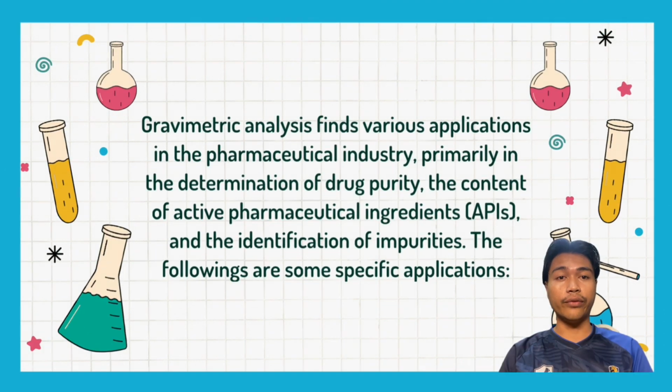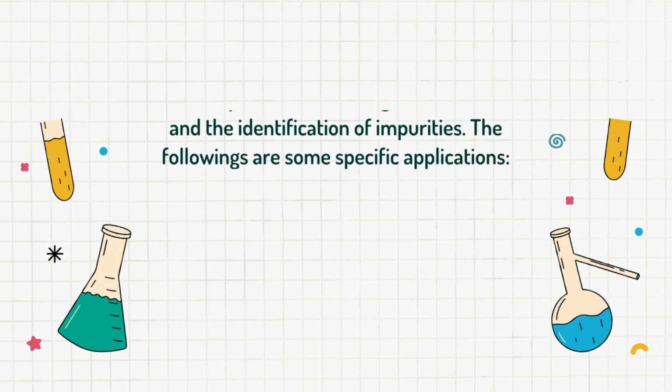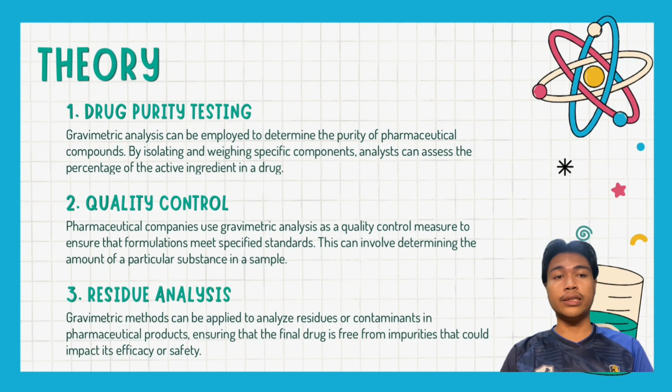Gravimetric analysis finds various applications in the pharmaceutical industry, primarily in the determination of drug purity, the content of active pharmaceutical ingredients (APIs), and the identification of impurities. The following are some specific applications. First, drug purity testing.